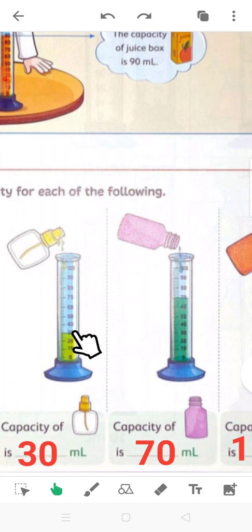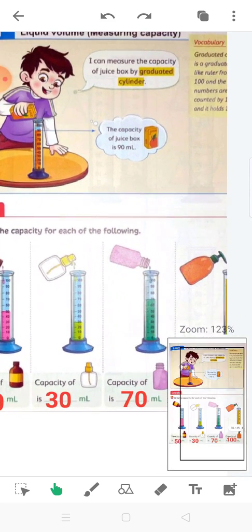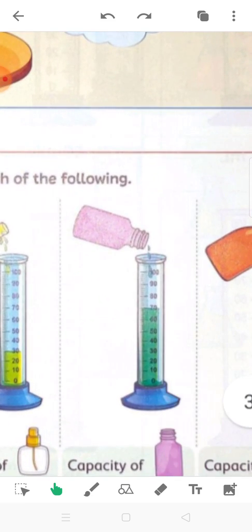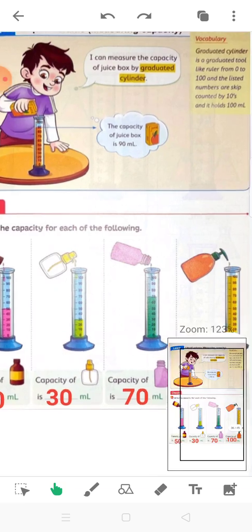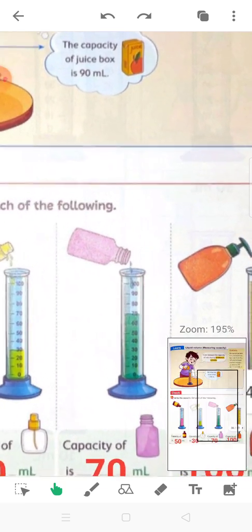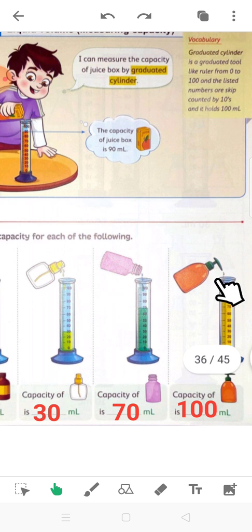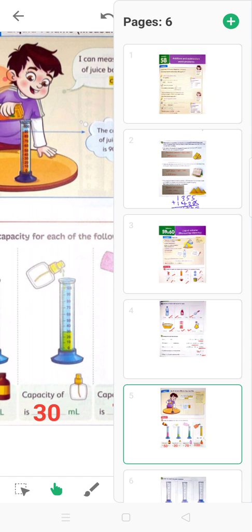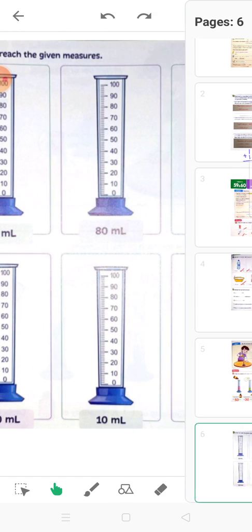And here we have until we reach 30. So the capacity is 30 milliliter. And here, look, it's filled until 70. So the capacity is 70. And the last one, the total cylinder is filled with liquid, so it's 100 milliliter. Okay, go to the next.